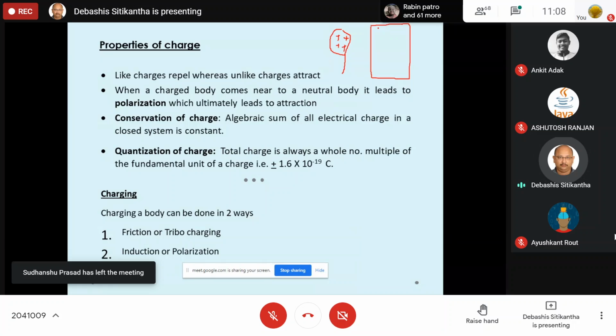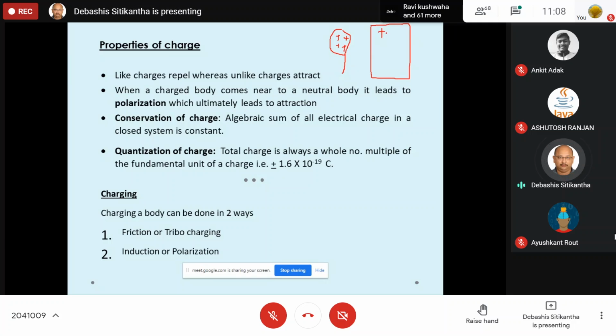This wall is absolutely neutral. That means the total number of positive and negative charges are equal in number. These positive and negative charges are arbitrarily placed, haphazardly like this everywhere. Now suppose this positively charged balloon comes in contact with or close to this neutral wall, then what happens? It leads to polarization.